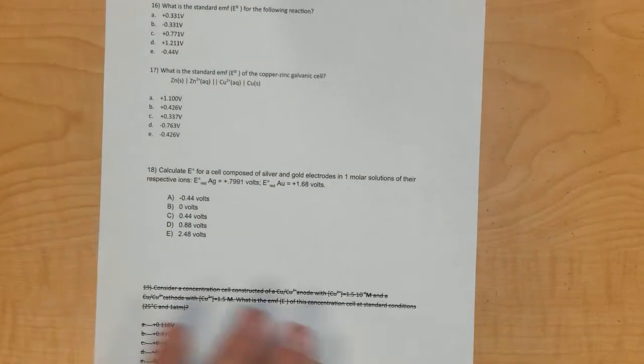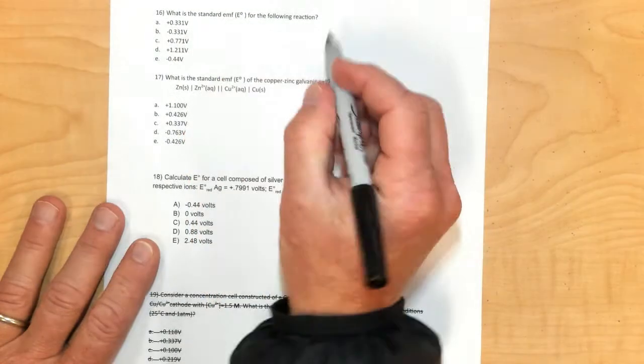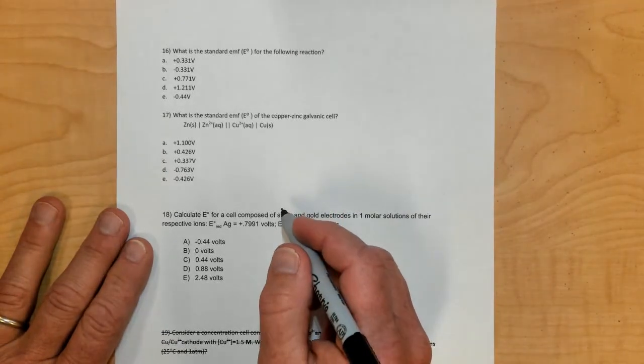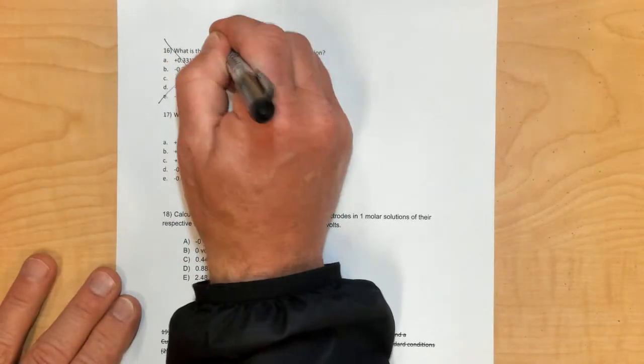Alright, moving to the next page. What is the standard EMF, E circle, for the following reaction? The problem is they don't have the reaction printed here, so I'm not quite sure how to do that one. Let me check my key and see if there is a printed reaction. No, there's no reaction printed there, so we can't do that one.